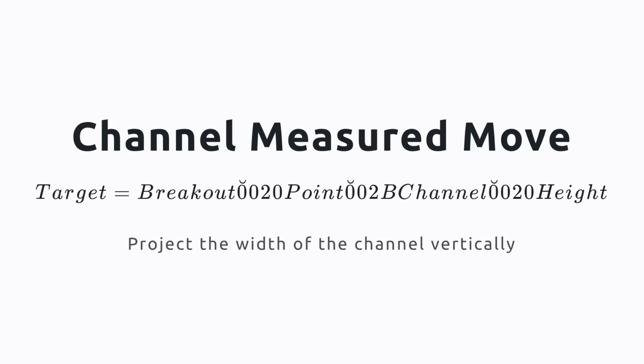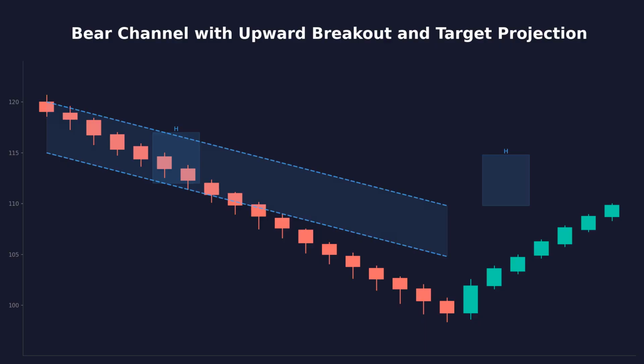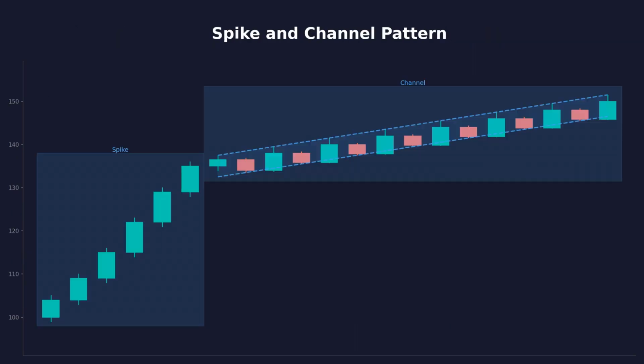The simplest method is to take the height of the channel and project it in the direction of the breakout. Let's visualize this. Here is a bear channel. We measure the vertical distance between the trend line and channel line. When price breaks above the trend line, we project that same distance upward to find our profit target. Another crucial pattern is the spike and channel. Markets often begin with a strong impulsive move, the spike, followed by a slower, broader movement, the channel. The channel is essentially a long, complex pullback.